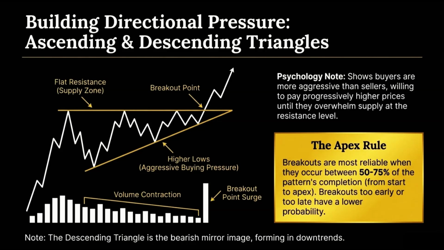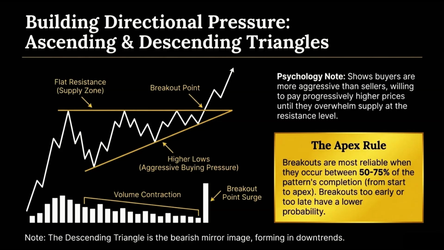If it breaks out too early, say before 50%, it often means the consolidation hasn't fleshed out enough weak hands, and the move often fails. It becomes a false breakout. And too late. If it happens too late, beyond 75% completion, the reliability drops significantly. We're talking down to 54% success.